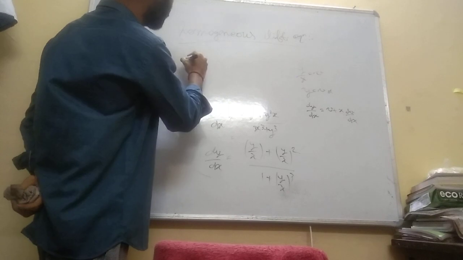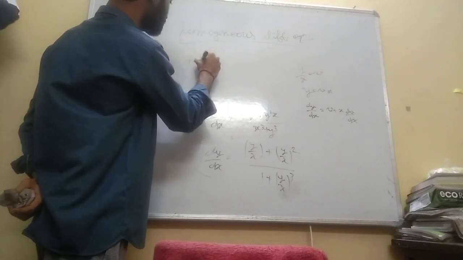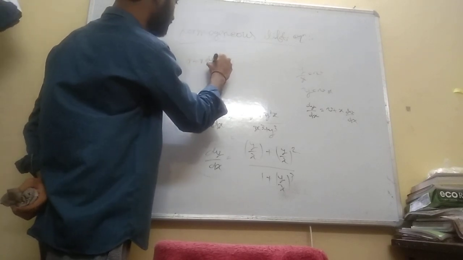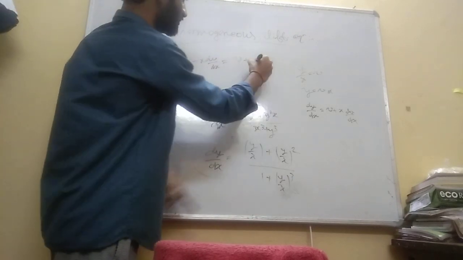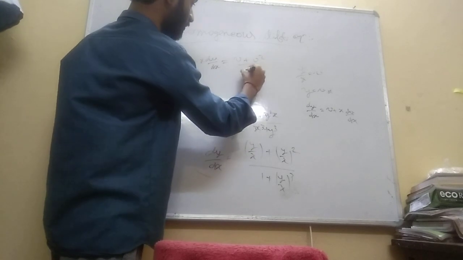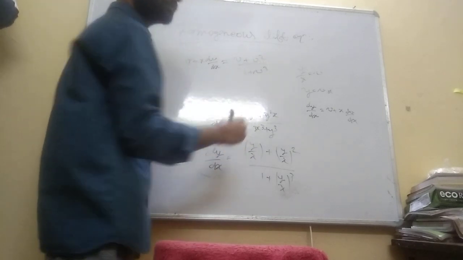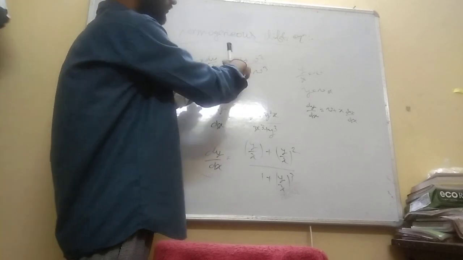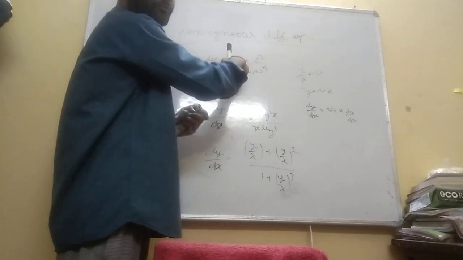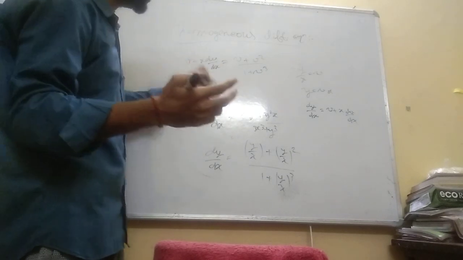So what I will get: v plus x dv by dx is equal to v plus v square upon 1 plus v cube. We have to solve this problem, and at the end we will have to put y by x in place of v, and that will give our final answer.